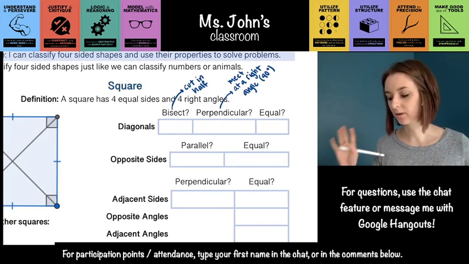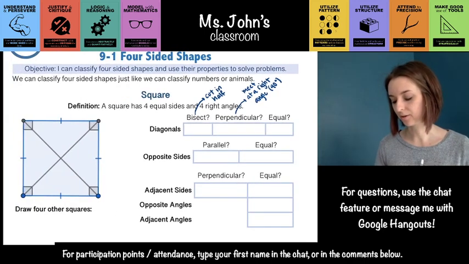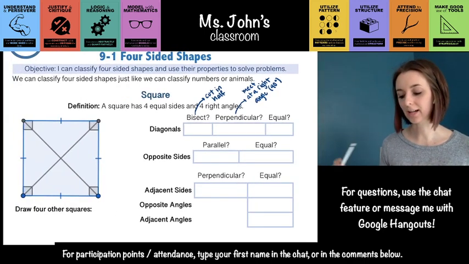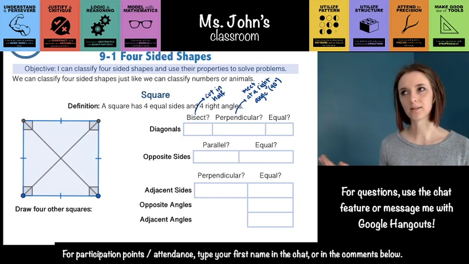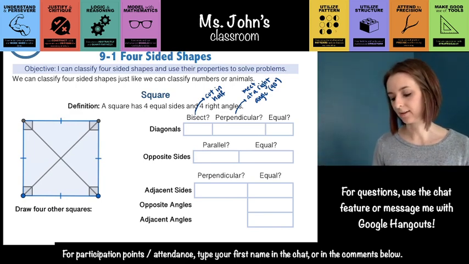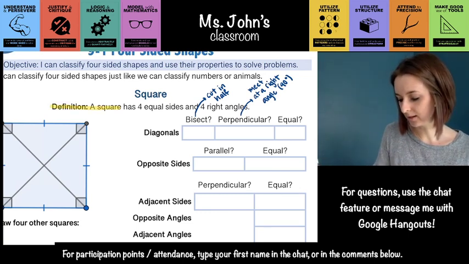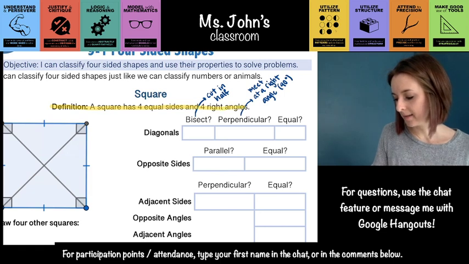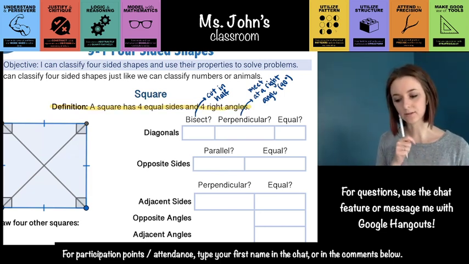So that's just a really quick review of some vocabulary, and then we're going to go through each of these and talk about classifying these shapes and what's happening in each of them and what qualifies something to be a square. First of all, the definition of a square, which I know is kind of hidden, but this is important: the definition of a square has 4 equal sides and 4 right angles.